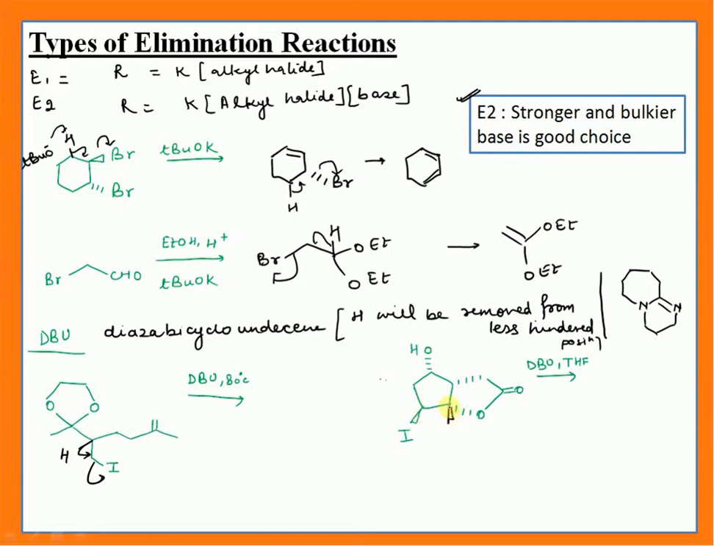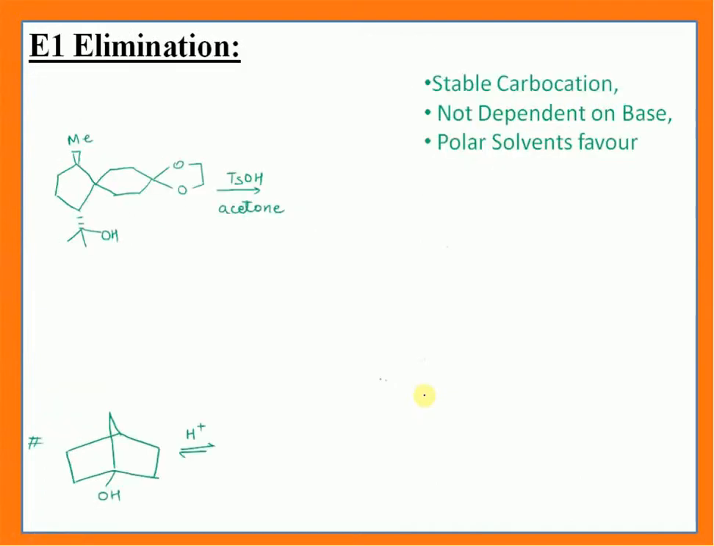It has a proton like this, and this carbon also has a proton, right? So we can remove any of these positions, but this position is hindered in nature. We have already discussed that this DBU will remove proton from the less hindered position. So one of these protons will be removed, and it will remain as such. One of these protons will be removed and this I will be removed in the form of HI, right? So we have a double bond in between these two carbons.